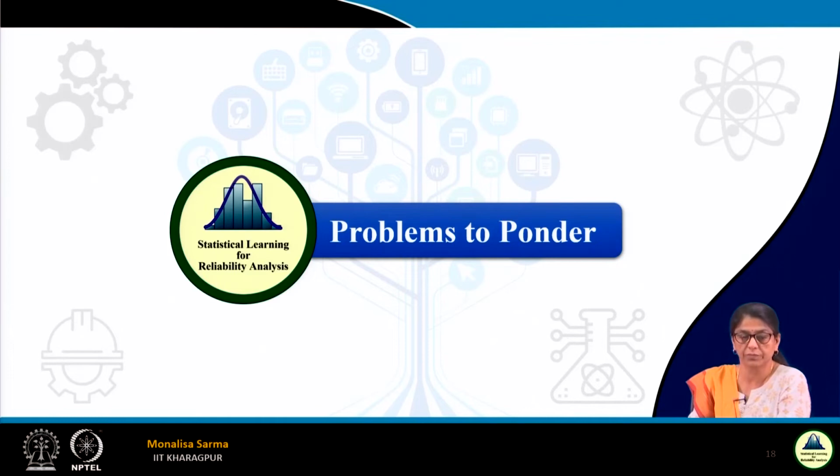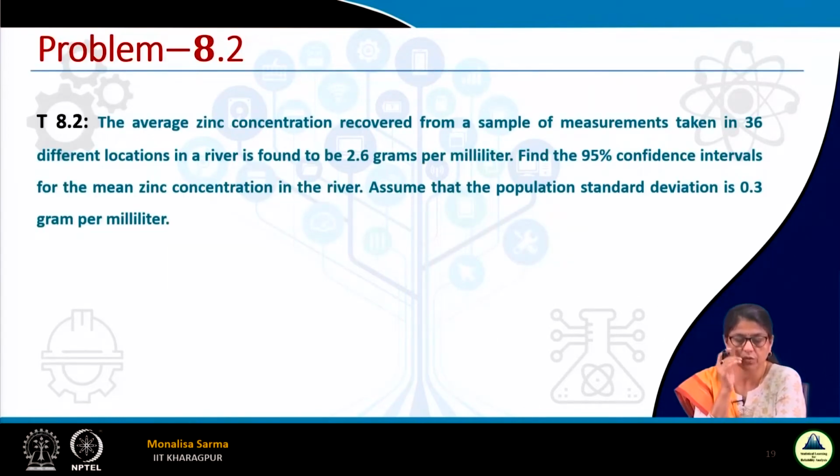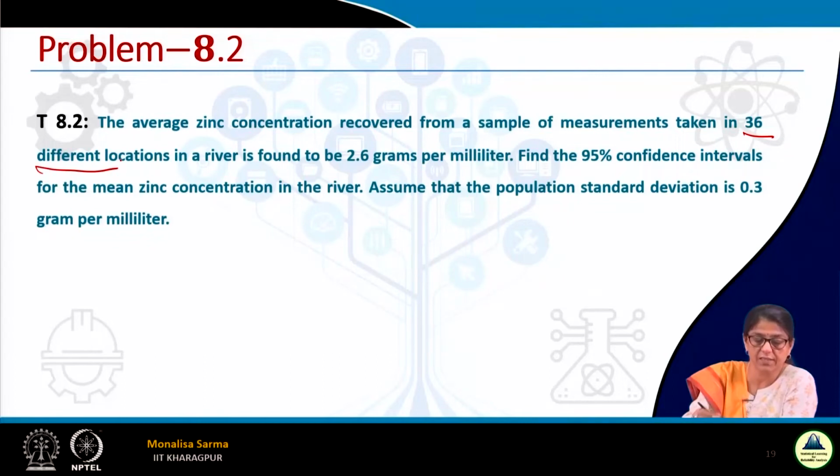Now we'll see some problems. In the last two lectures, we tried to find the confidence interval, and how it changes with the sample size, what the error of estimation is, and all those things. We learned how to infer about the population, the population proportion, and the variance of the population. Based on that, we will be seeing some problems. The first question: the average zinc concentration recovered from a sample measurement taken in 36 different locations in a river. So 36 different locations, that means my N is 36.